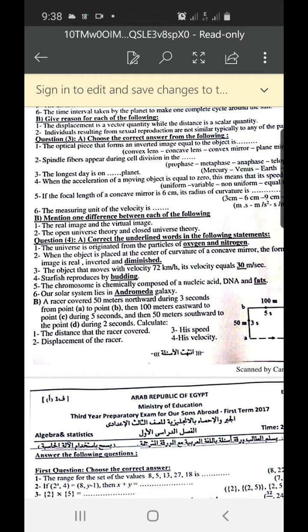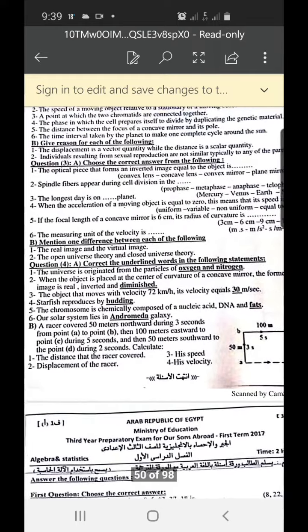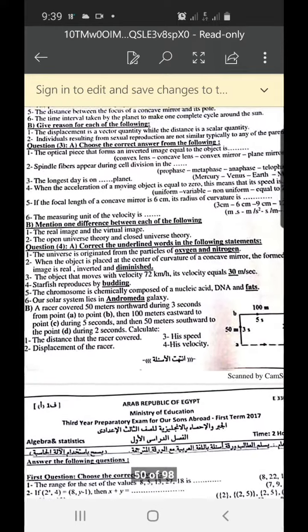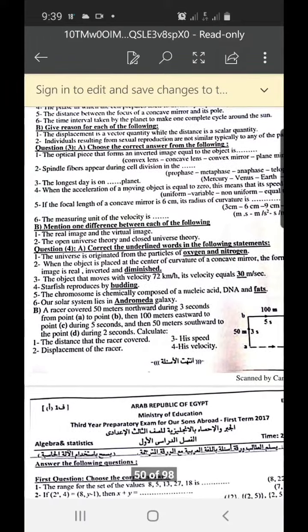Number 4, starfish reproduce by budding. The correct answer is starfish reproduce by regeneration. Number 5, the chromosome is chemically composed of nucleic acid, DNA, and fats. The correct answer is protein, not fat. Number 6, our solar system lies in the Andromeda galaxy. The answer is the Milky Way galaxy.